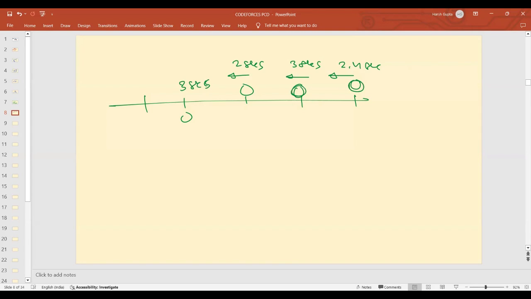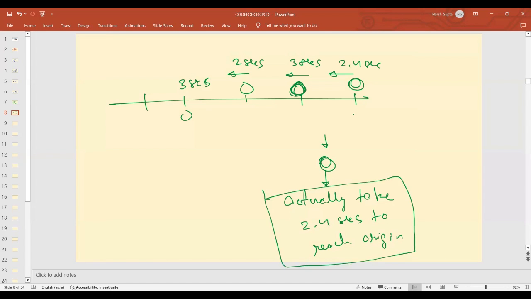Can I say that these two balls will collide? Because one is taking 2.4, the other is taking 3. So these two balls will definitely collide. After colliding, can I say that the ball that will be formed will take 2.4 seconds to reach the origin? This point should be clear. If this point is not clear, we can't proceed further with the solution. When these two balls collide, the formed ball will take 2.4 seconds to reach the origin. Is this point clear?